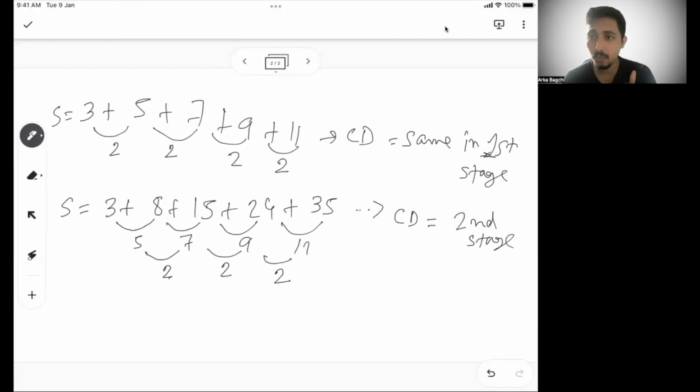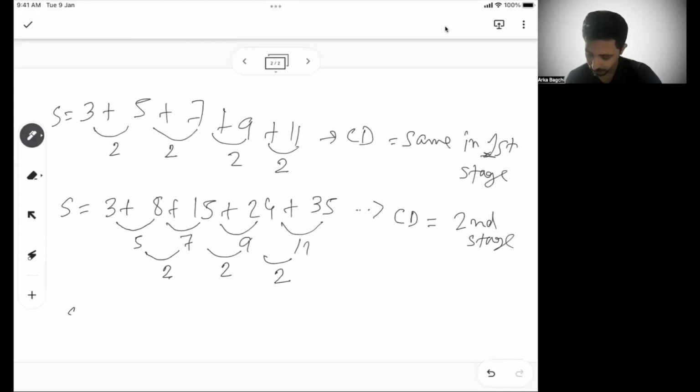Once you do the two-time difference calculation, you get the common difference, the difference which is the same across all the terms. In the previous problem, we got the same common difference by doing the subtraction at the first stage itself.